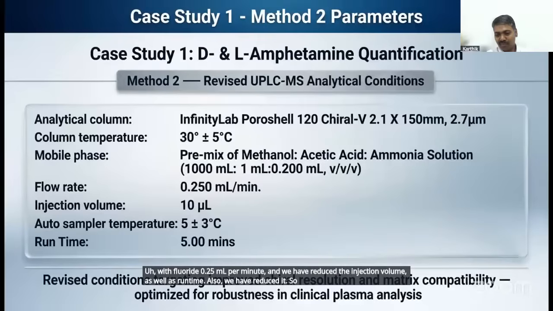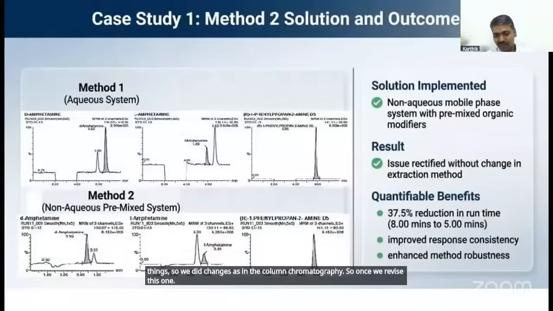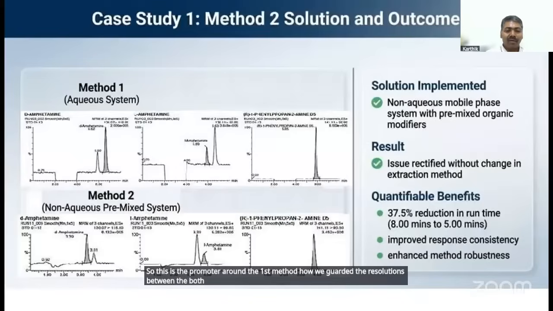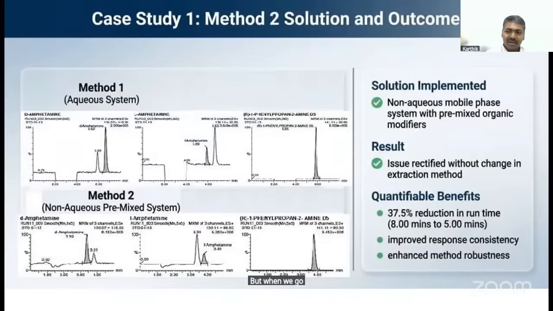So we made changes in the column chromatography. This is the chromatogram from the first method. The resolution between the two peaks is larger, almost 0.8 minute between D and L. But when we went to clinical sample analysis, we observed ion suppression between the samples.